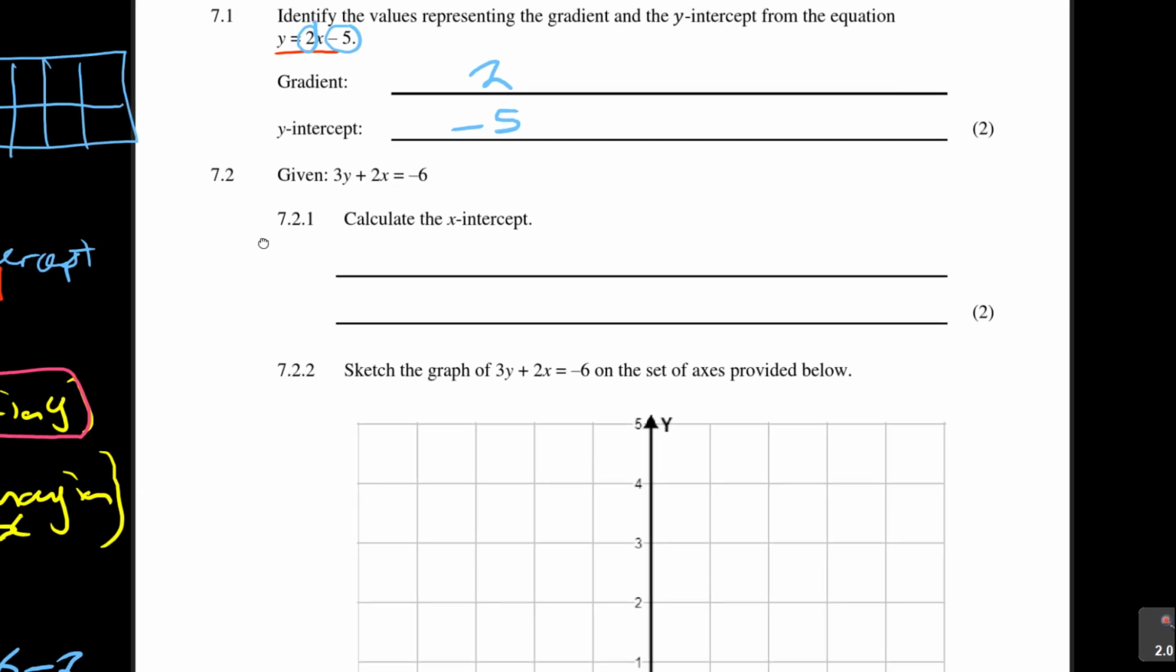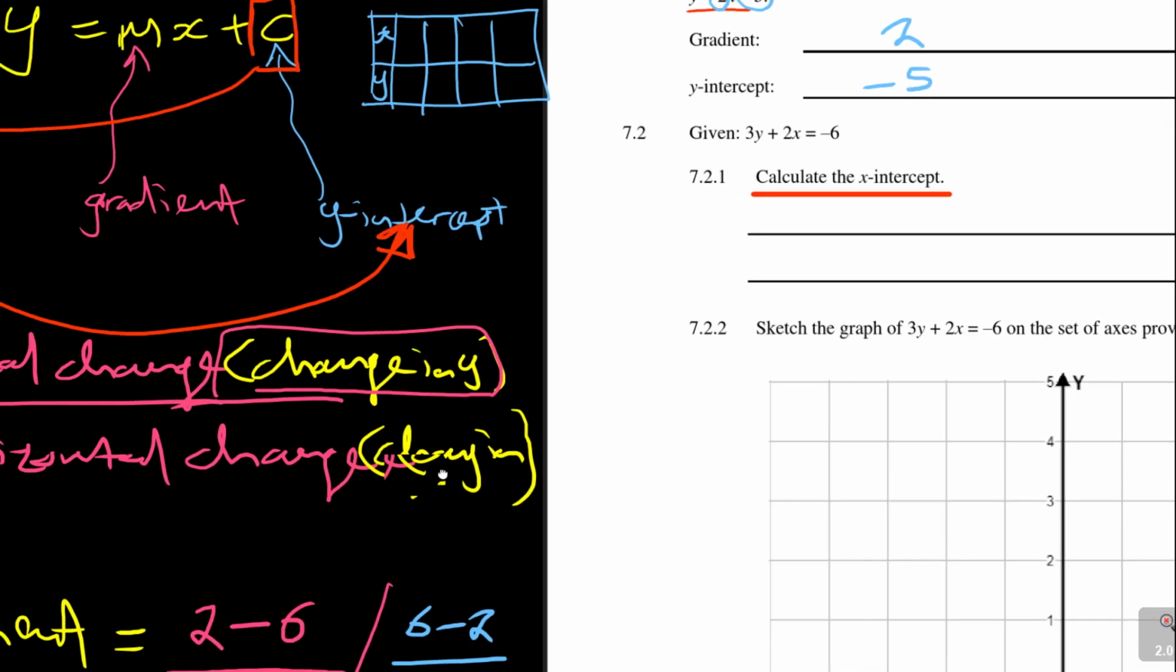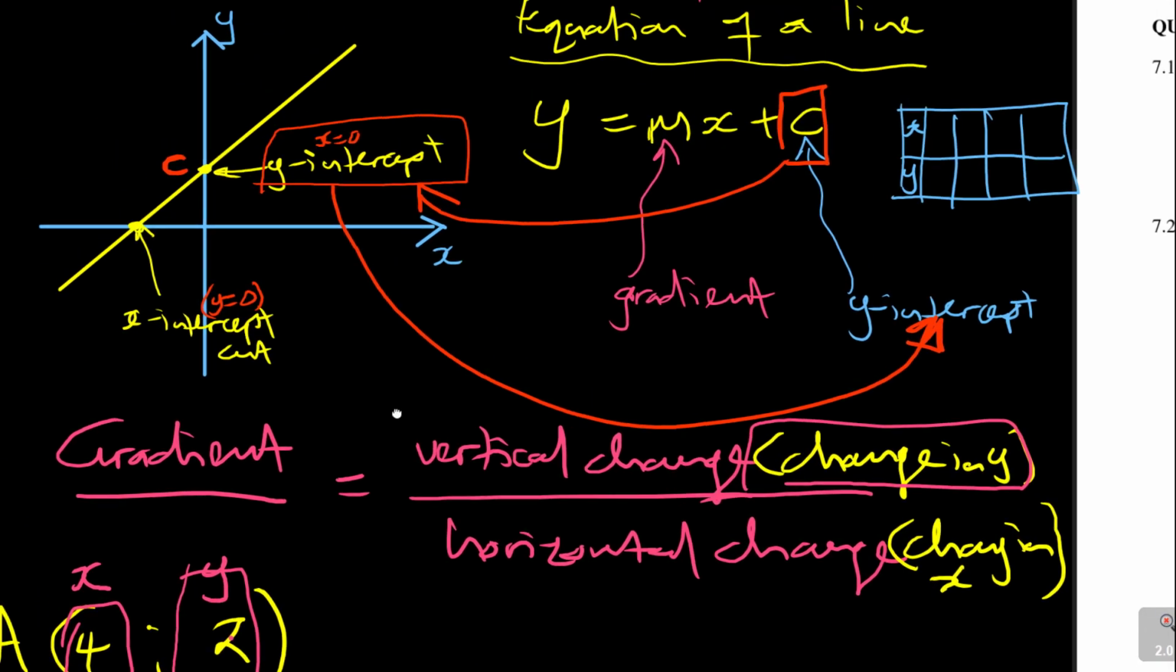Alright, let's move on. It says 7.2, given 3y plus 2x is equal to minus 6. Now, careful now. Calculate the x-intercept. Now, pay attention. You need to be very sensitive to what the question is saying. The question is saying calculate the x-intercept. And I said here, when you hear this word x-intercept, where is it?